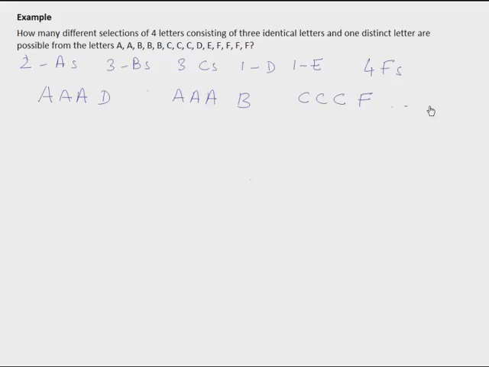Let's start counting them. Which of the letters will permit me to pick three of them? Those are the B's, the C's, and the F's. So I have three choices to pick my triplet from. In how many ways can I pick one from three choices? In 3 choose 1 ways. Now that I've picked the letter which I will repeat 3 times, I have to pick the other letter. How many letters do I have in total? I have 6 distinct letters, A, B, C, D, E, F.